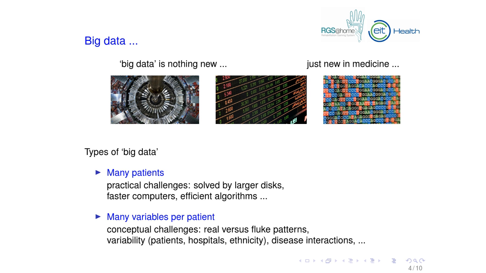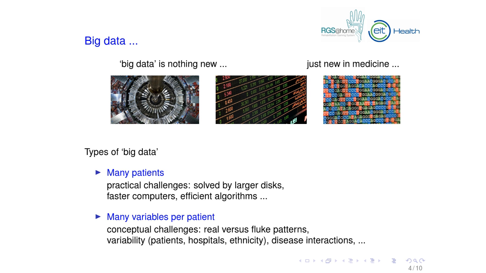But on the other hand, if the big data is in the many variables that we have for each patient, then the situation is very different, because we have conceptual challenges. We have challenges that require new methods. Because if we can measure millions of things for an individual, it is very likely that we will find something that appears to show a pattern, but that is just a pattern by accident.